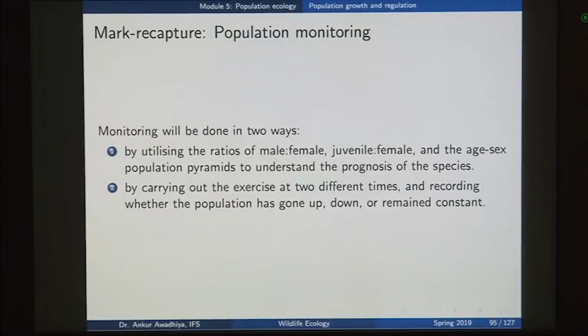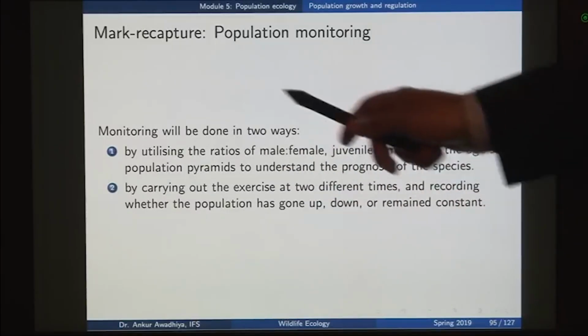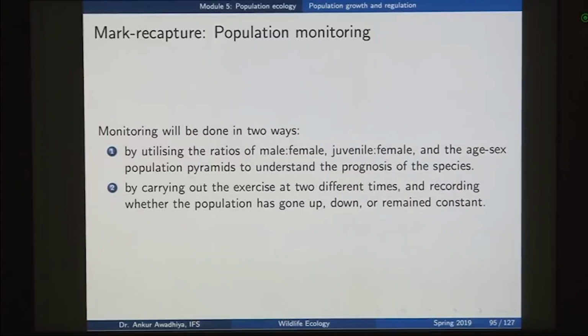Now, monitoring can be done in two ways. One is by using the ratios of male to female or juvenile to female, or the age and sex ratios and the pyramids to understand the prognosis of the species. So, if you go to a forest area and you see that most of the females are accompanied by a juvenile, that means that the population is flourishing well. They are getting enough food and so they are reproducing well. On the other hand, if you go to a forest and you only observe males, you do not see a female, it is possible that the population might crash very soon.